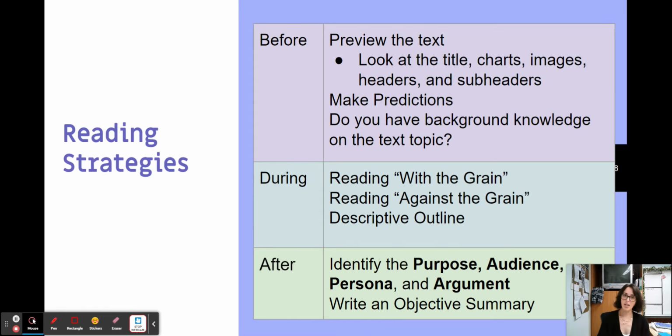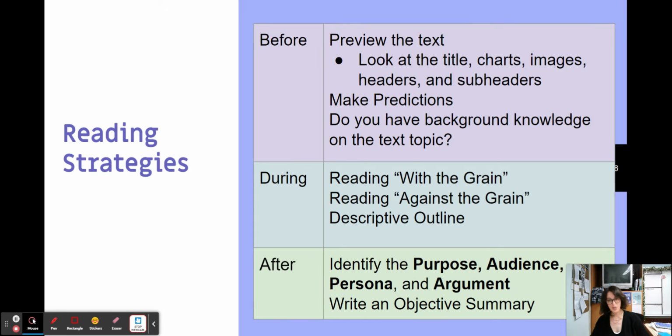And this is what we're going to talk about in a couple of slides. It's called reading with the grain and reading against the grain. And again, we'll get to that later, but I'll focus on the descriptive outline. Once you read, once you annotate, you also want to be able to say, okay, this is clearly the introduction. This is clearly where they're presenting their evidence and their research. This is the conclusion and the call to action. If you are able to see, as you're going through, how the author has structured their argument and their flow of thoughts, then it's going to be easier for you to understand exactly what's being said and how.